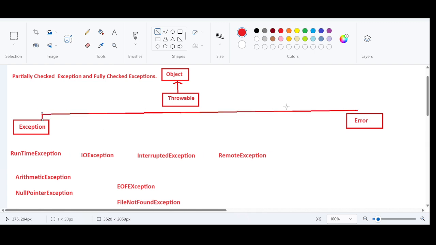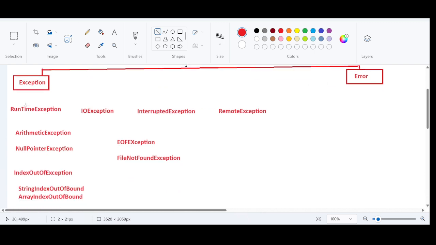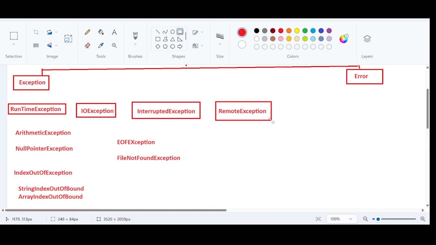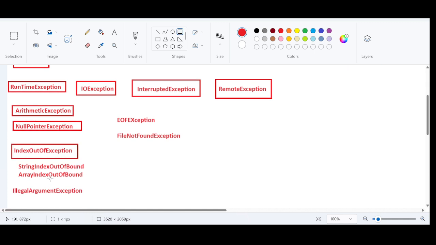Right. So Throwable, under Throwable we have the Exception class and the Error class. Under the Exception class, we have four subclasses: RuntimeException, second IOException, third InterruptedException, and fourth RemoteException. If you ask me whether only four exceptions are available, no, there are many, but these are the most commonly occurring exceptions in real-time applications. If we understand these exceptions, then understanding the remaining exceptions is going to be easy, right?